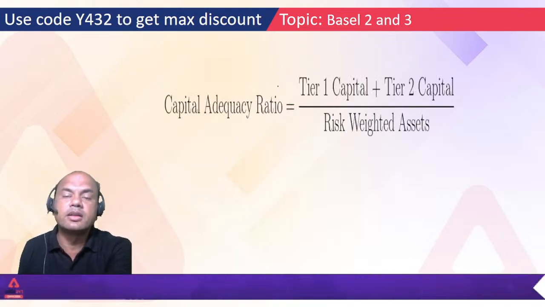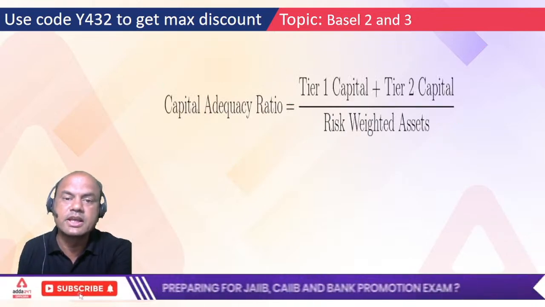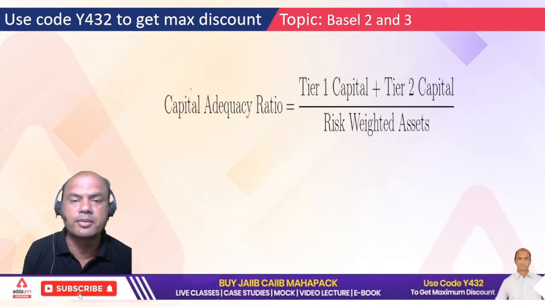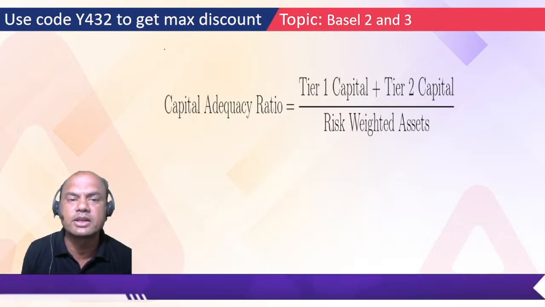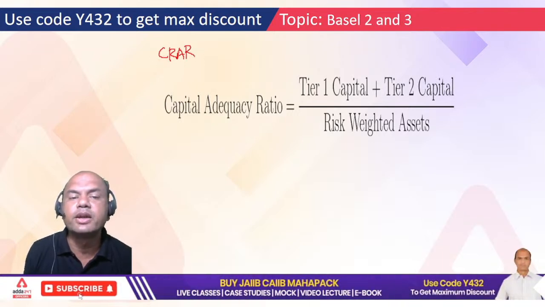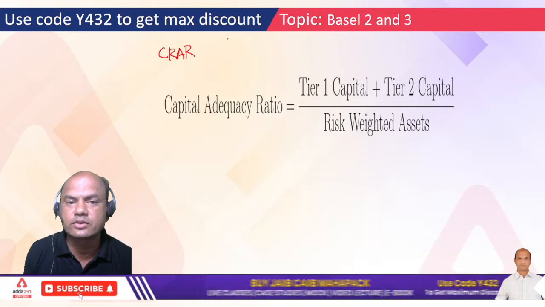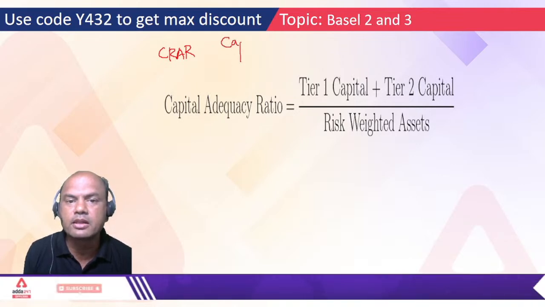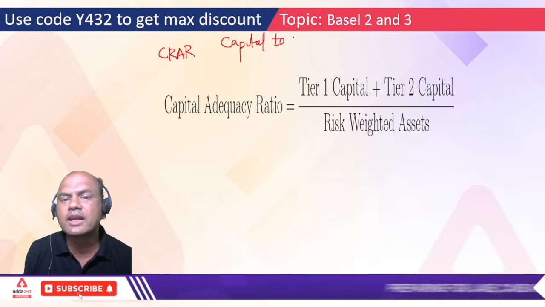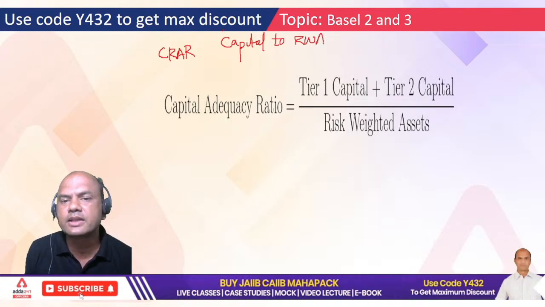So now the next topic of the schedule, CRAR. Here many books call this CAR also, capital adequacy ratio, but the majority nowadays call it CRAR, capital to risk weighted asset ratio. Capital to RWA, risk weighted asset ratio.